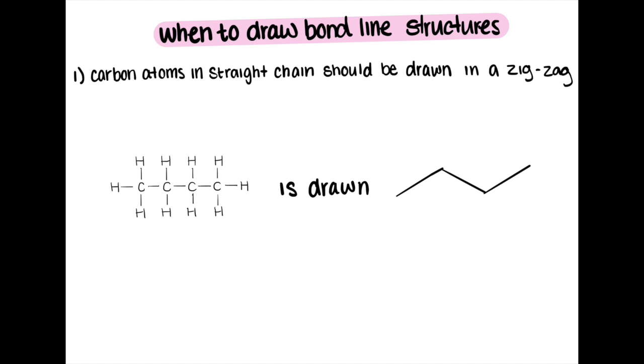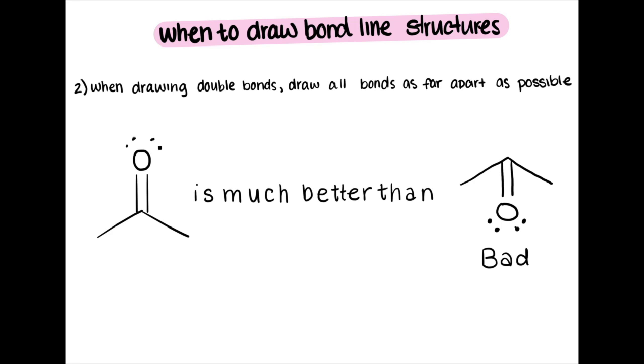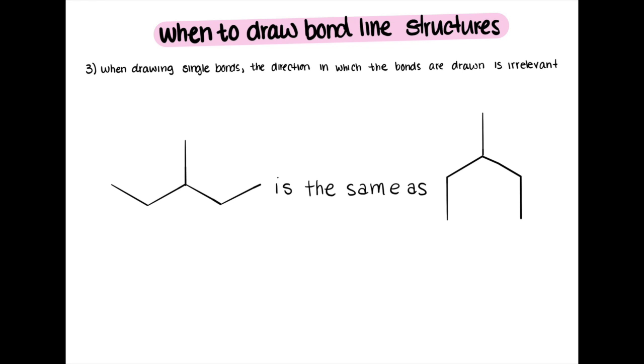When drawing bond line structures, the following rules should be observed. First, carbon atoms in a straight chain should be drawn in a zigzag formation, as you can see in the picture below. The second rule is, when drawing double bonds, draw all bonds as far apart as possible, as you can see in the example below. The third rule is, when drawing single bonds, the direction in which the bonds are drawn is irrelevant, as shown in the 2 examples provided below.